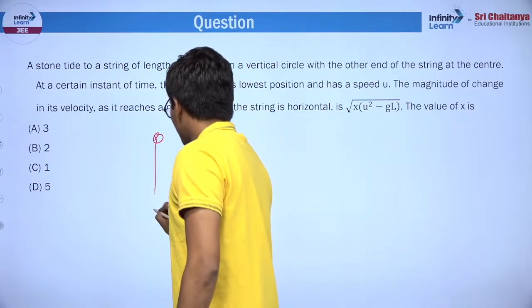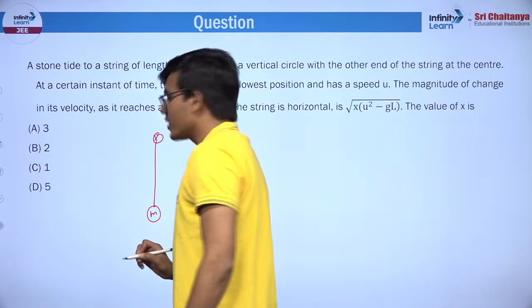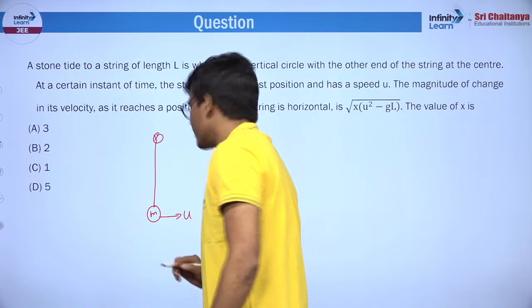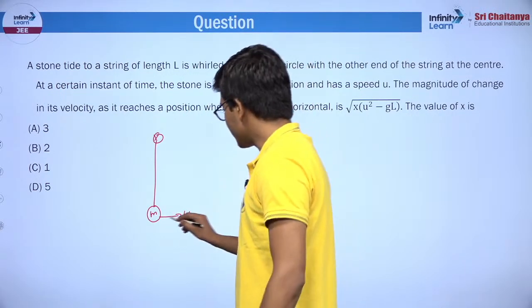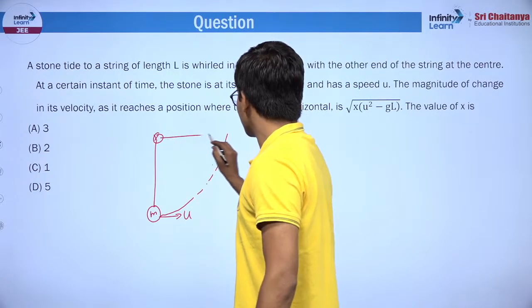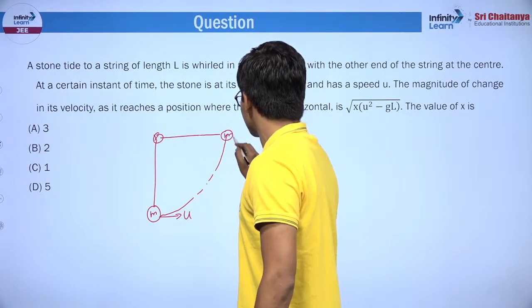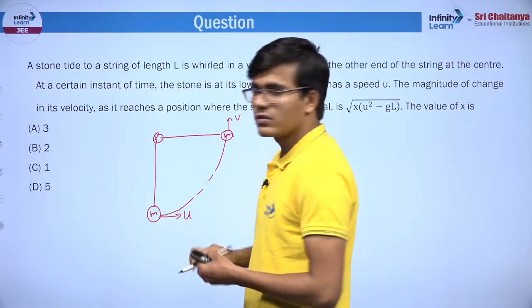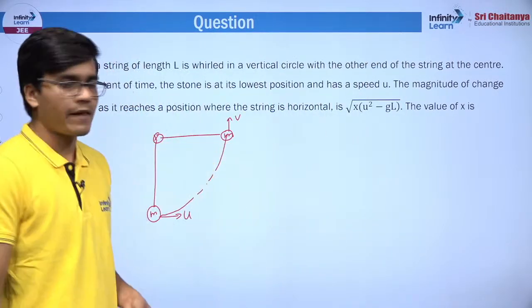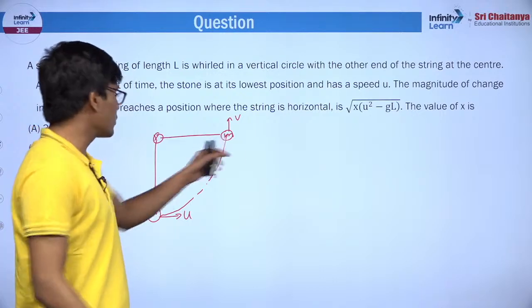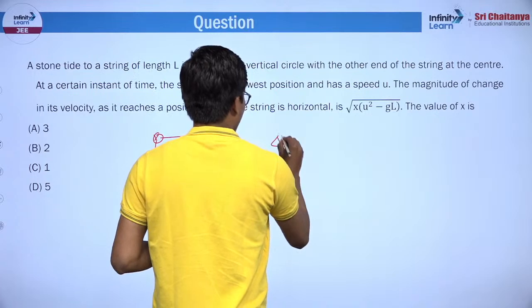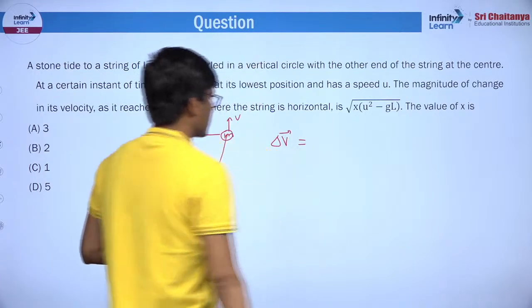So a ball is doing a vertical circular motion and you are given an initial speed of u, and there will be some time when this ball will have vertical velocity, or you can say this string will be horizontal. So after the rotation of 90 degrees, this is going to happen. So in the whole process, from initial to final, you need to find the change in velocity.